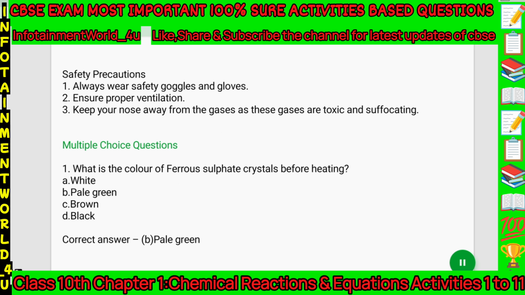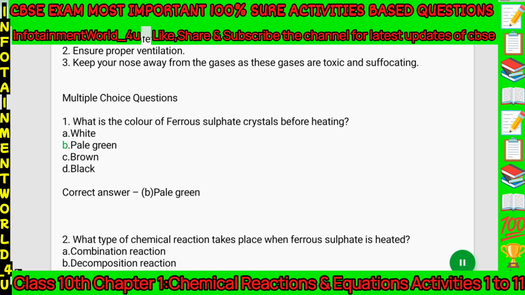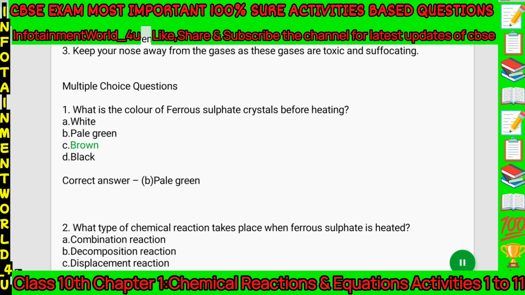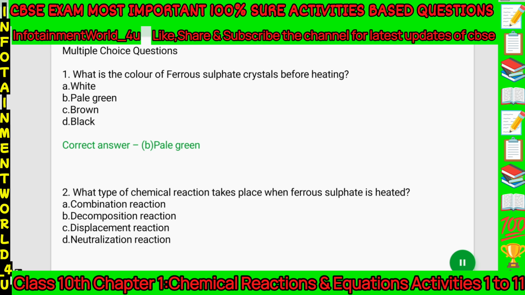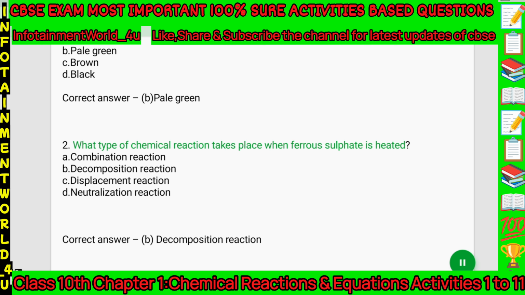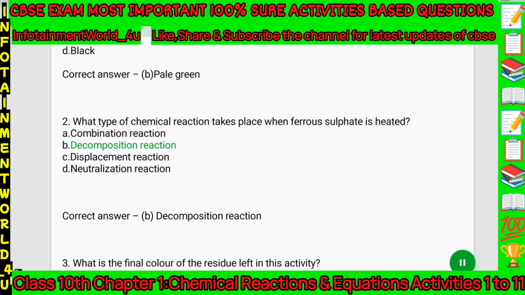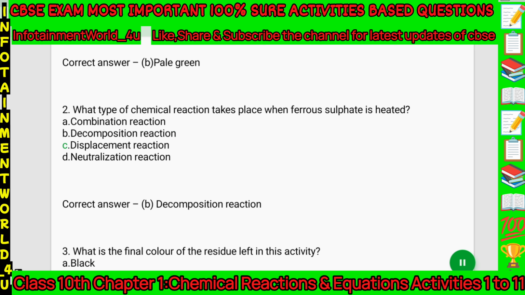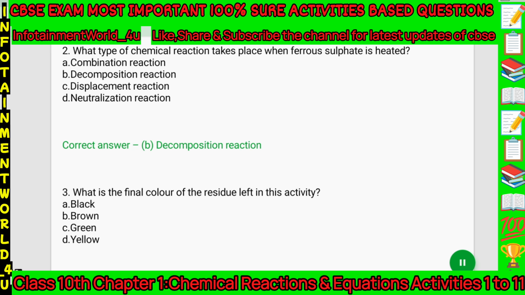Multiple choice questions. 1. What is the color of ferrous sulfate crystals before heating? A. White. B. Pale green. C. Brown. D. Black. Correct answer B. Pale green. 2. What type of chemical reaction takes place when ferrous sulfate is heated? A. Combination reaction. B. Decomposition reaction. C. Displacement reaction. D. Neutralization reaction. Correct answer B. Decomposition reaction.